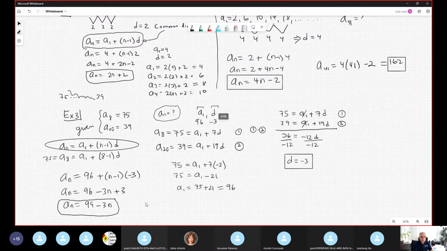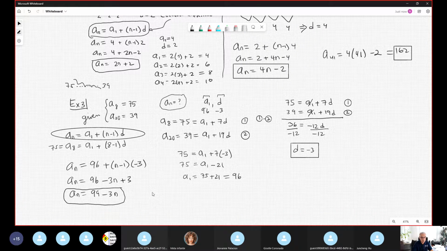You check it. For example, for n equal 1, it is 99 minus 3, which is 96. And you check it, for example, in position 8. This is double checking to make sure that we are doing well or not. 99 minus 3 times 8 is 99 minus 24.